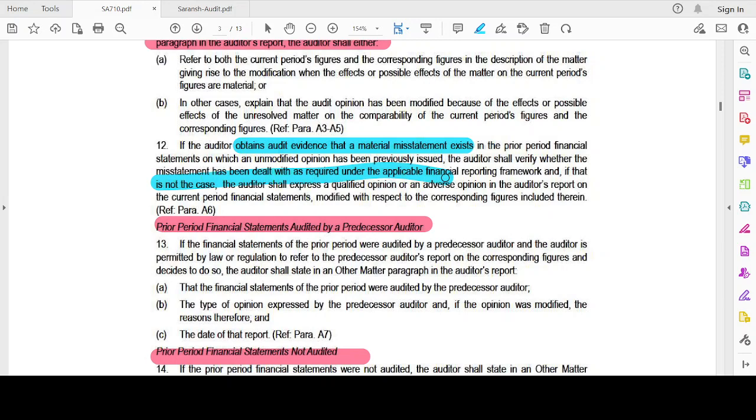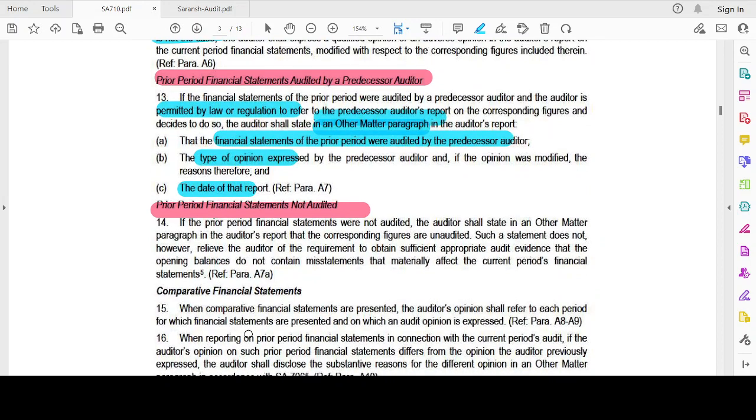So if the previous period was audited by a predecessor auditor, then we can refer to the predecessor auditor's report only if permitted by law and regulation, and shall state in the other matter paragraph, like one is the emphasis of matter paragraph, another is the other matter paragraph. In the other matter paragraph, I have to state that the financial statements were audited by a predecessor auditor, and the type of opinion and the date of such report. Now, the case where the prior period financial statement is not audited.